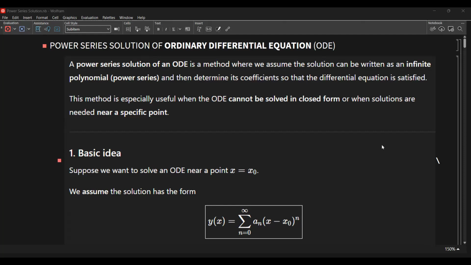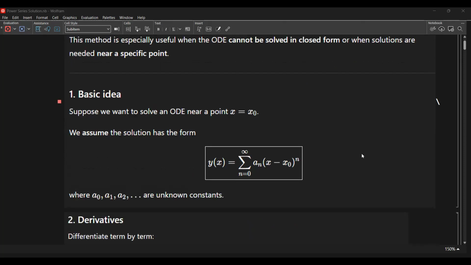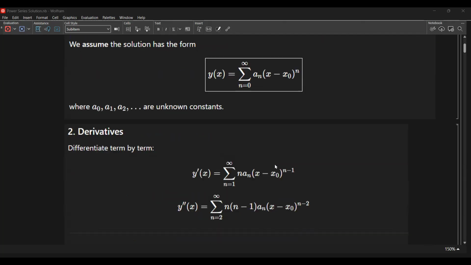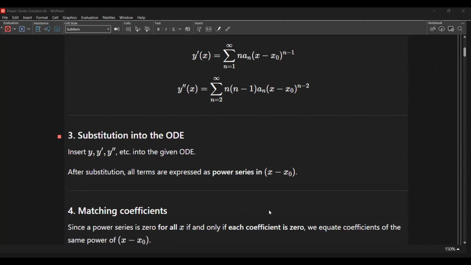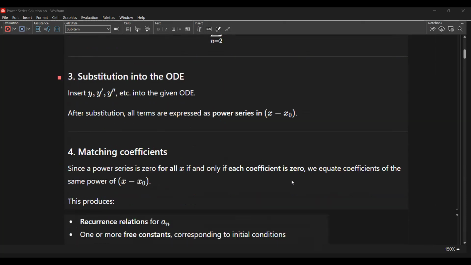So the basic idea is, suppose we want to solve an ODE near a point x equal to x sub 0. We assume the solution has this form, where c sub 0, c sub 1, and c sub 2 are unknown constants. Then we have the derivative of this form, y prime, and the second derivative here. After the substitution, all terms are expressed as power series in x minus x sub 0.